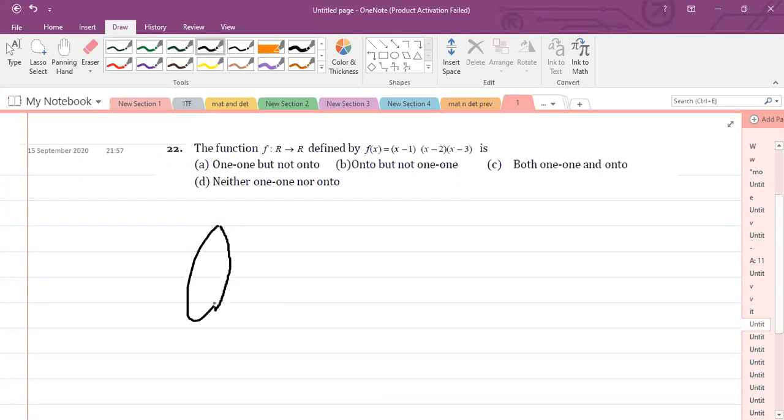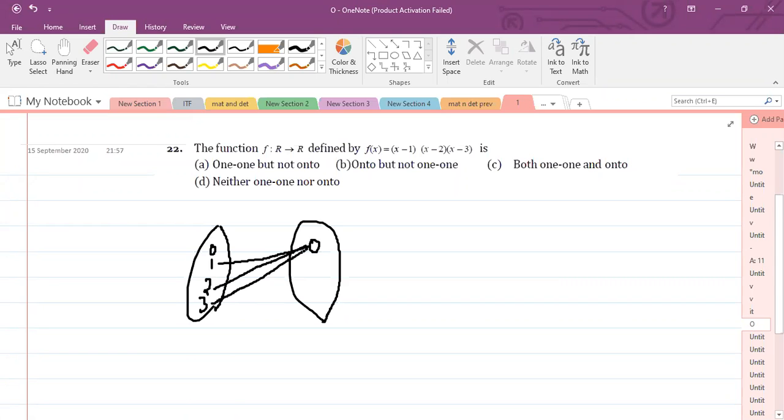So for this problem, drawing the graph or finding the derivative, both are not easy processes. Therefore I will go for another method. So here it is from R to R. Therefore I can give 0, 1, 2, 3 these values. If I give input as 1, what will be the output? 1 connects to 0. If I give input 2, output will be 0. If I give input 3, output will be 0. Therefore clearly it is not one-one.